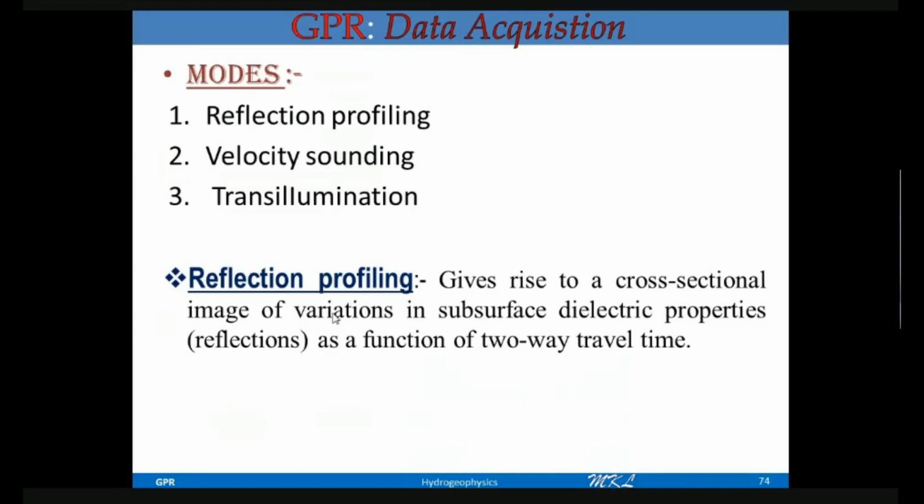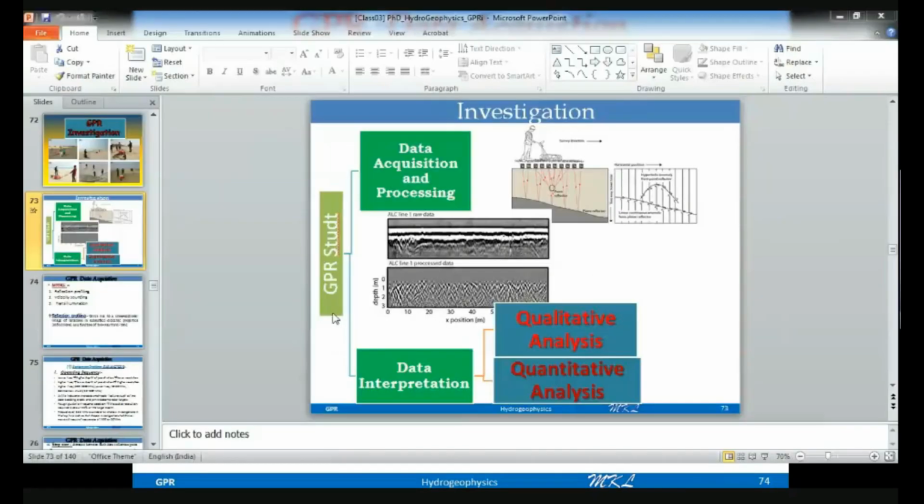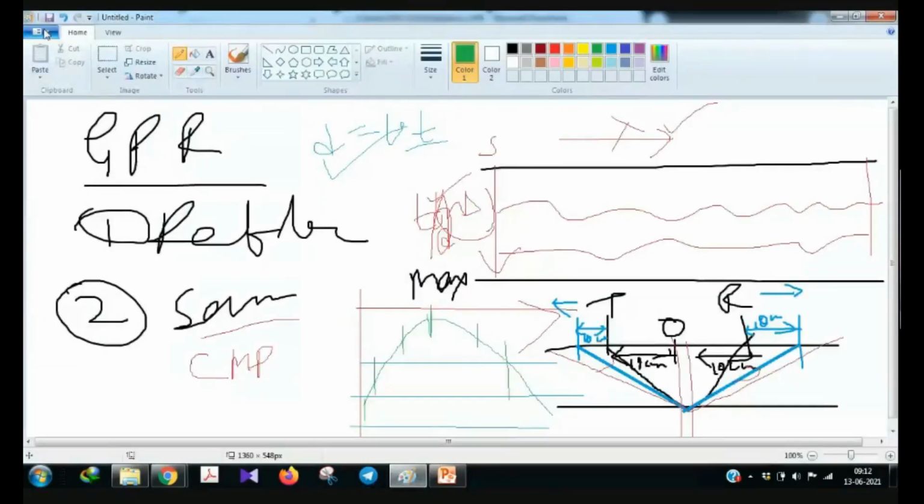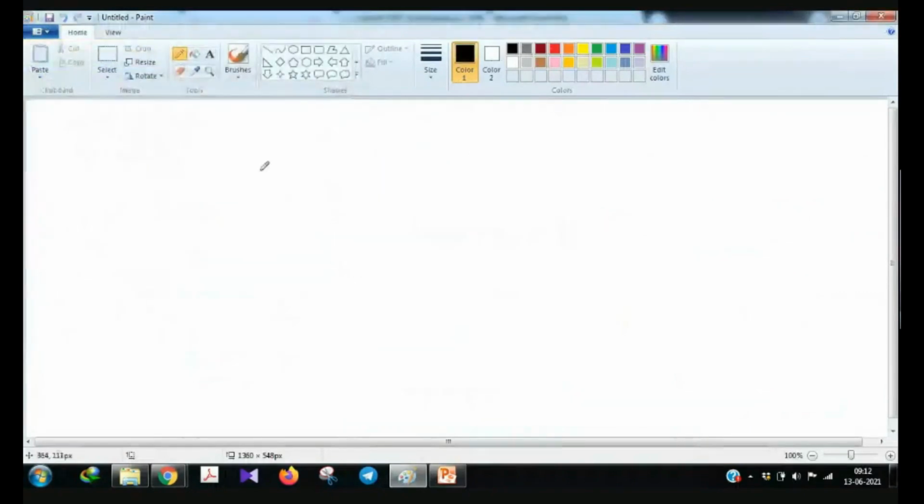GPR data acquisition, as I was saying, can be divided into three modes: reflection profiling, velocity sounding, and transillumination. Reflection profiling, the same principle. I have already discussed that. Same analogy I have given to you.